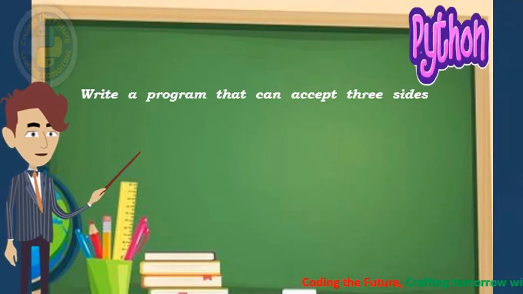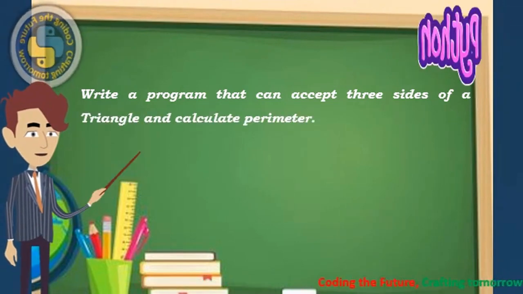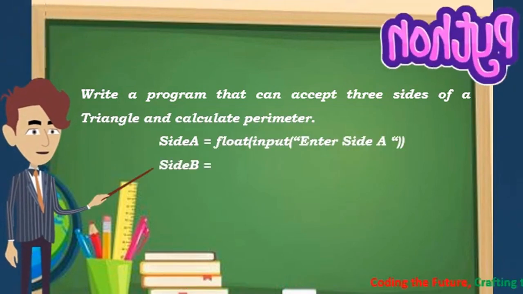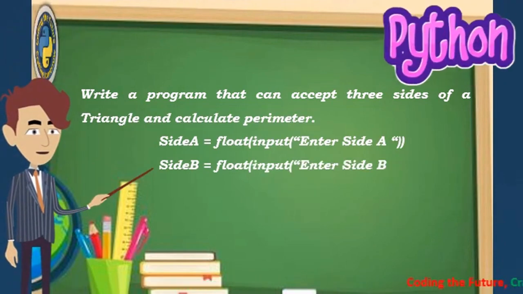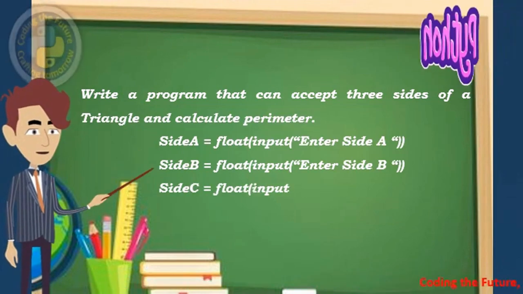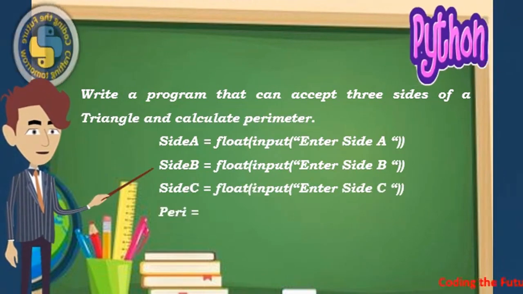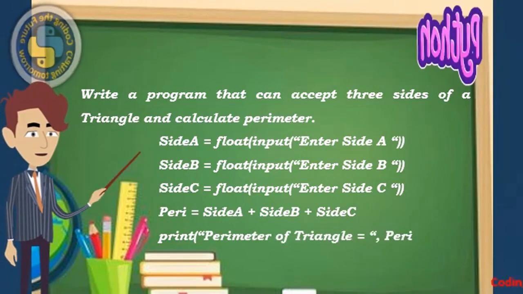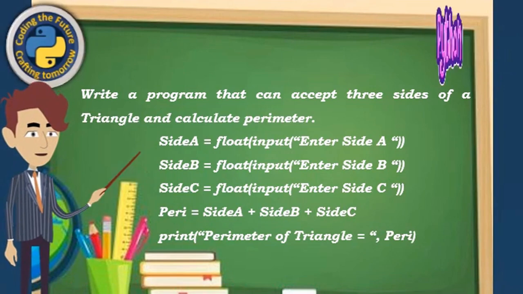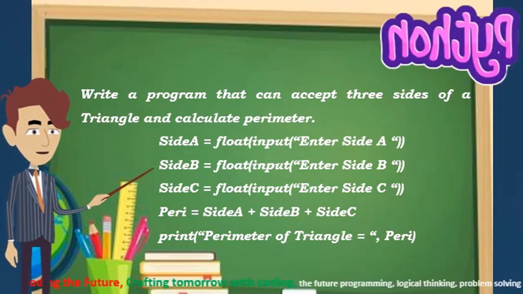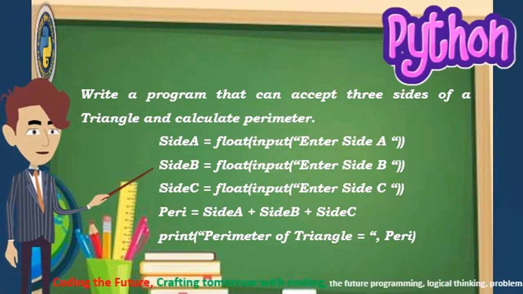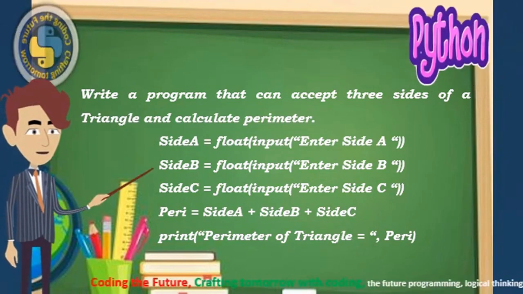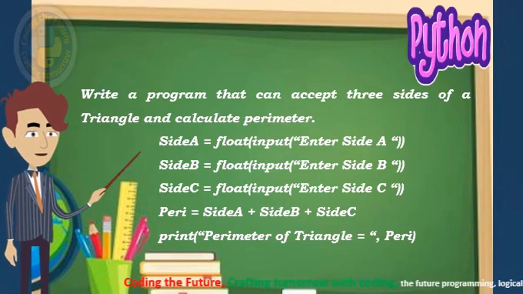Write a program that can accept 3 sides of a triangle and calculate perimeter. Side A, input method with message enter side A within the float method to convert the input into float. Similarly, side B, side C. The formula of the perimeter for a triangle is side A plus side B plus side C. The print method will print the perimeter of triangle, that is the string, and display the result using the formula that will be stored in variable peri.